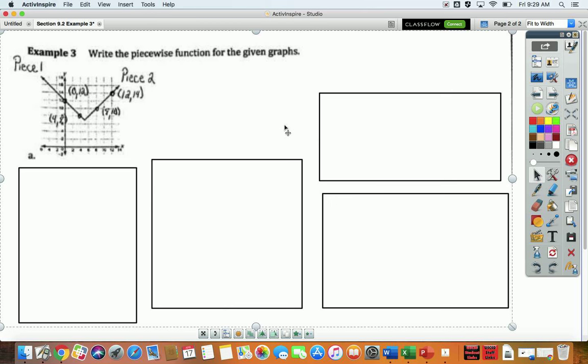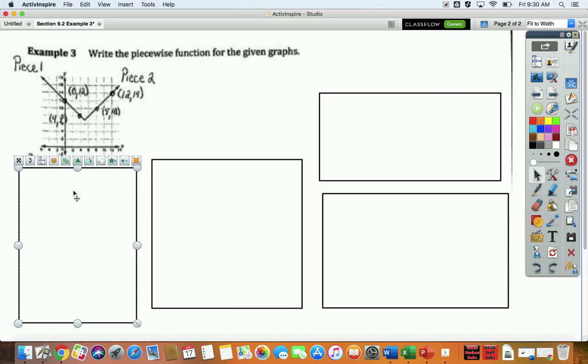Since I have two linear functions, what you'll notice on the graph is I've labeled the ordered pairs. I picked two ordered pairs for piece 1 and two ordered pairs for piece 2. And basically all we have to do is write the equation for the line for each piece and then identify the domain for each piece.